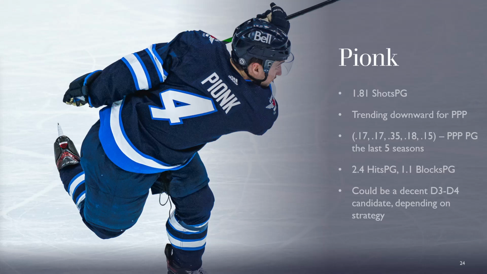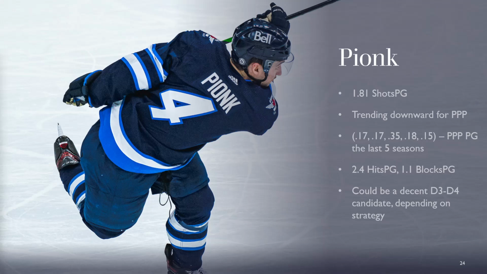In fact, Josh Morrissey was probably a better own last year, probably a better draft pick last year. But the one thing he does do well is hit. 2.4 hits per game. And that's a little bit surprising, just given the fact that he's a smaller defenseman. 1.1 blocks per game. That's also pretty good, but could be a little bit better. But he could be a decent D3 or D4 candidate depending on which categories you're going to try to cover with that positioning.